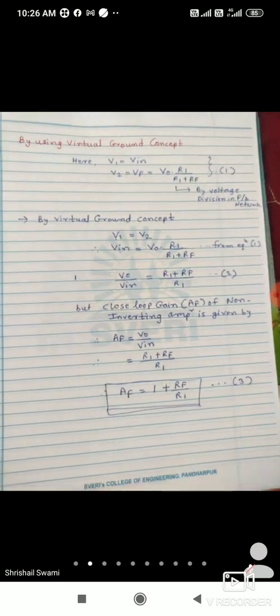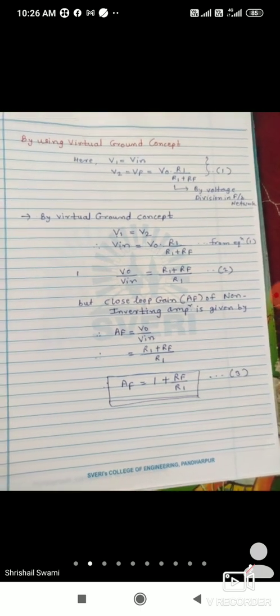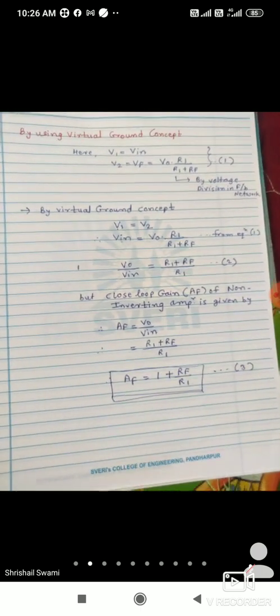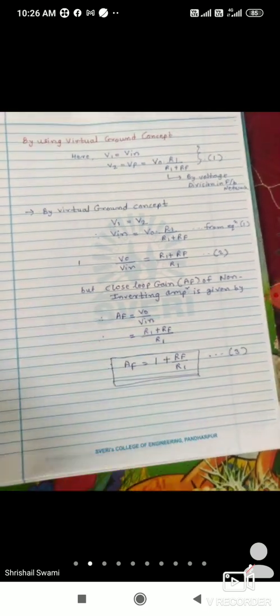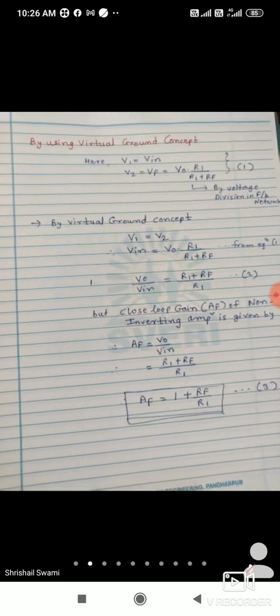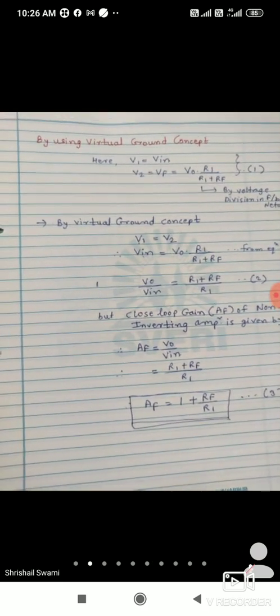So within 2 to 3 steps, we can get the expression of the closed loop gain of the non-inverting amplifier. By using the virtual ground concept, the derivation becomes easy. So everyone understood now the non-inverting amplifier? Non-inverting amplifier understood? Okay.